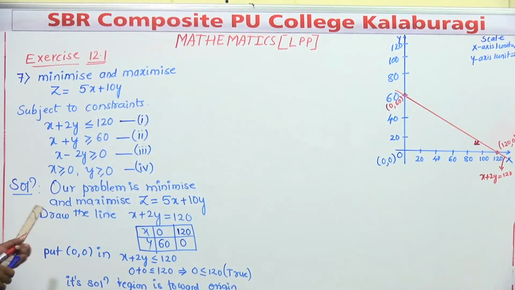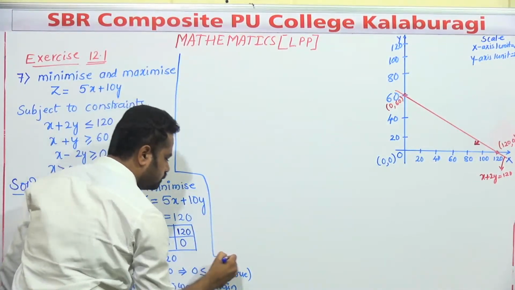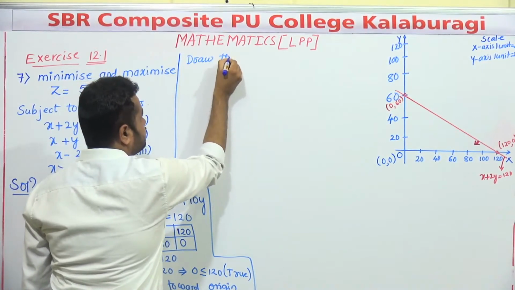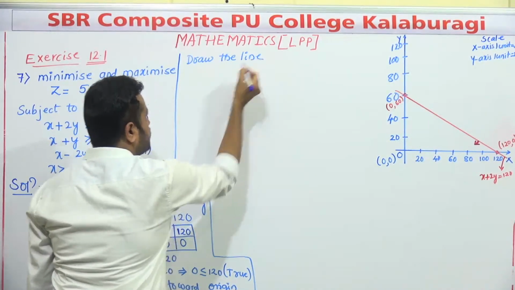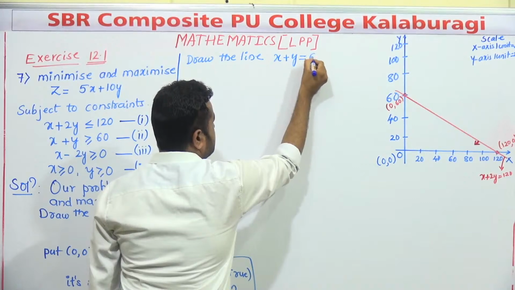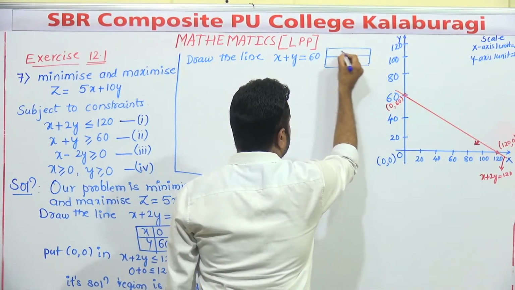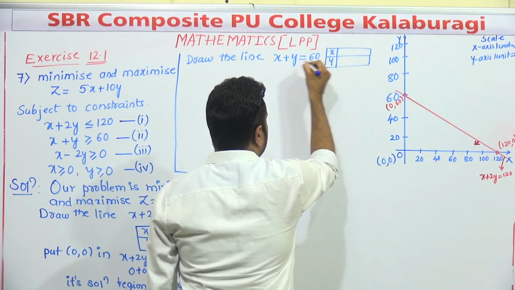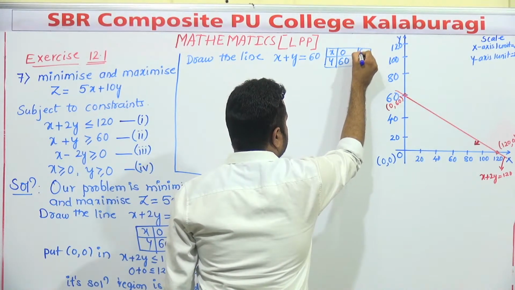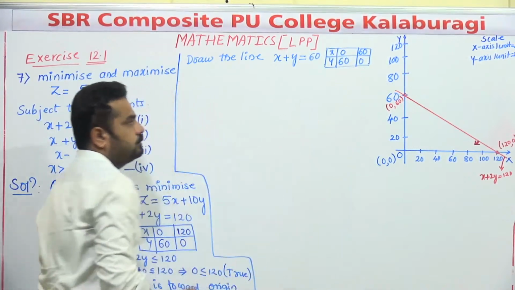Okay. Next, what is the next line? Draw the second line. What is the second line here? x plus y equal to 60. Find out the points. If x is equal to 0, y value is 60. If y is 0, x value is 60. Clear?